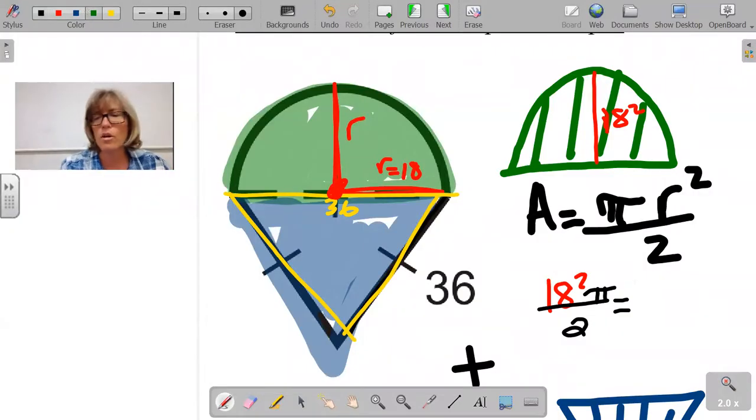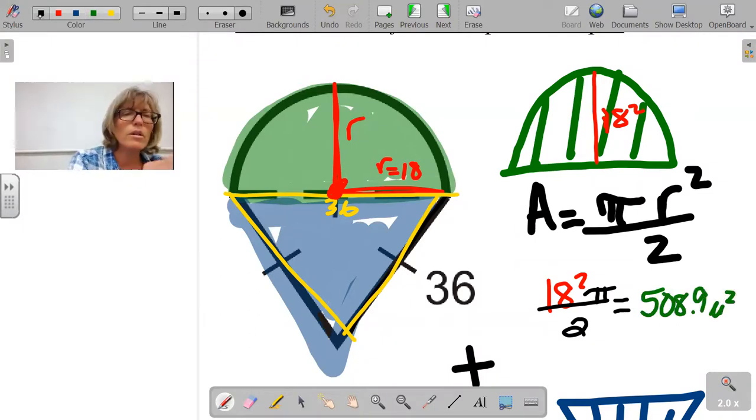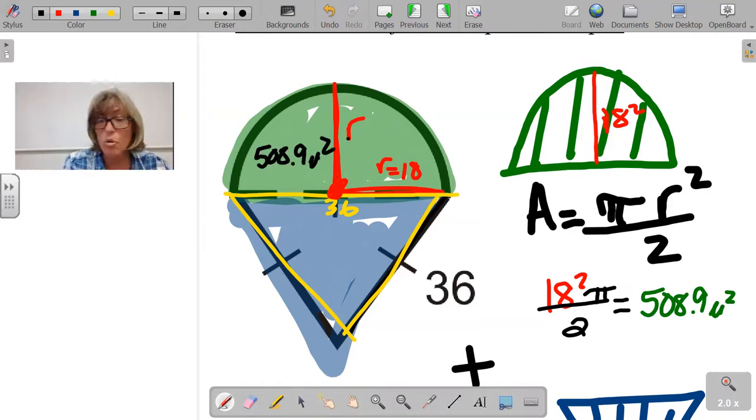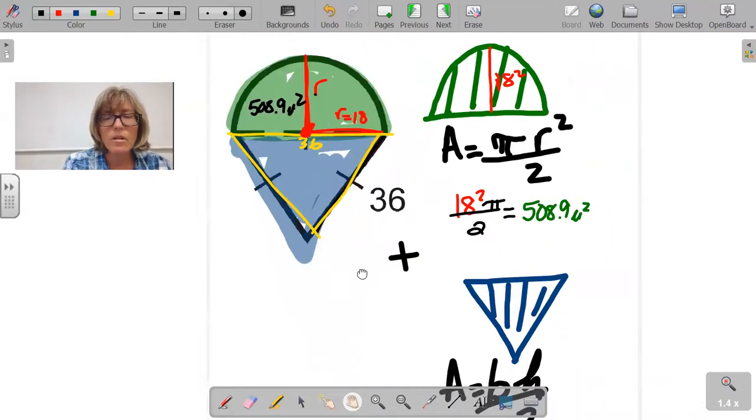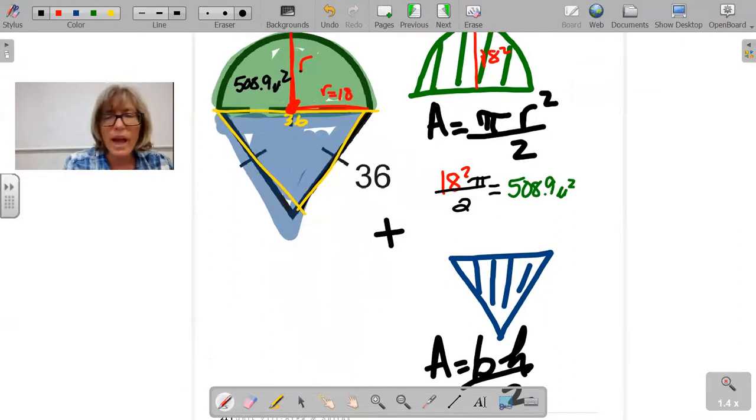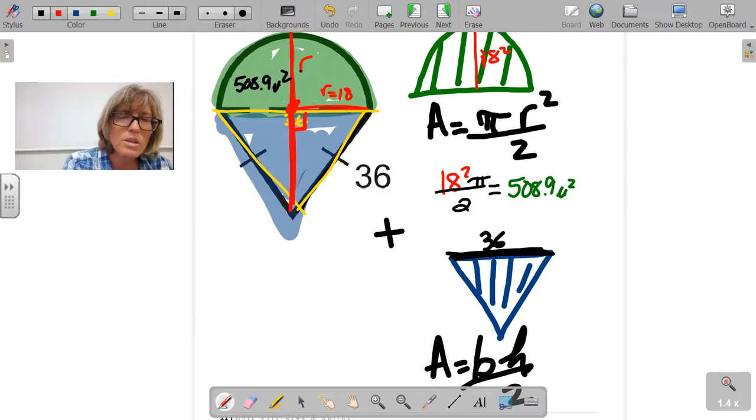So I have here 508.9 units squared. That's this one, 508.9 units squared. Now your triangle is base times height over 2. We have the base. The base is 36. The problem is we're missing the height here. We're like, what could we do with that? Well, how could we find that height?